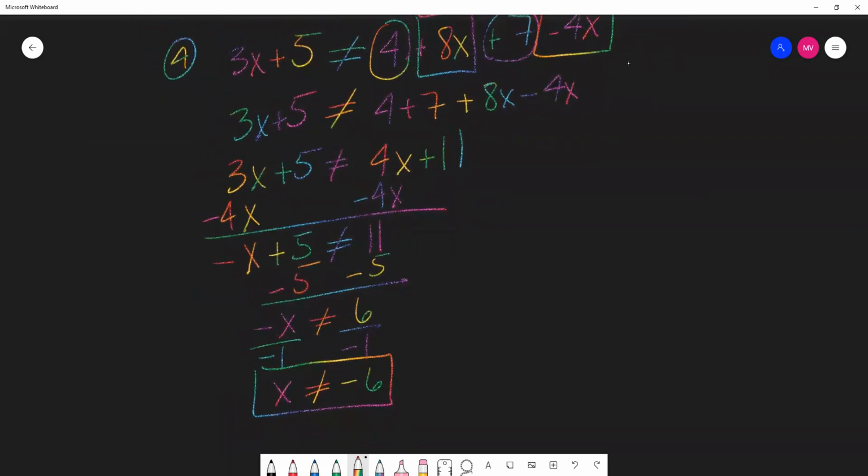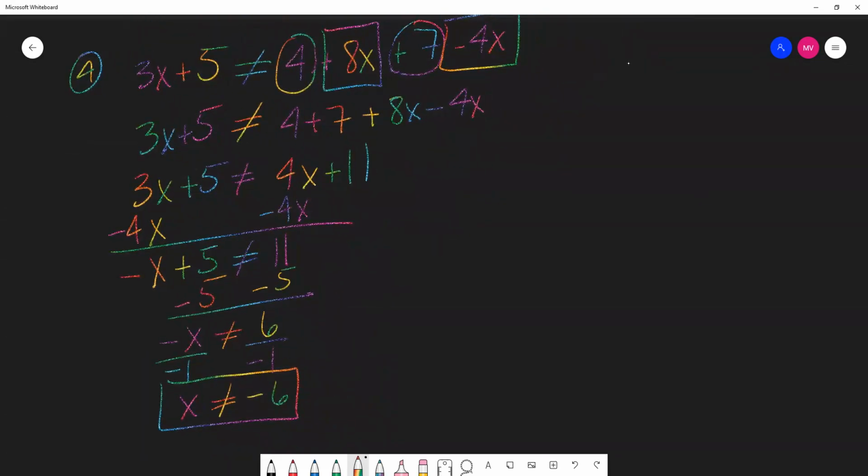I know that took up a lot of room, but once we graph that, we have -6 in the middle. So what does our graph look like? Open circle on -6, and then our arrow or graph goes in both directions, because we are saying that as long as your solution is not -6, it will make that a true inequality.